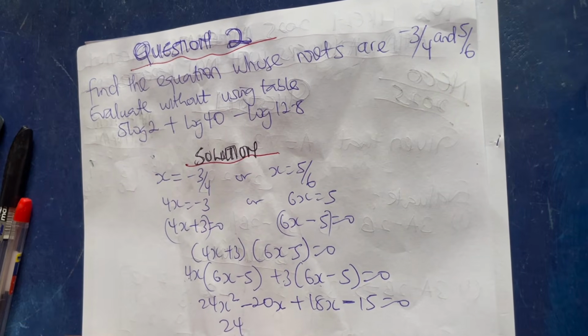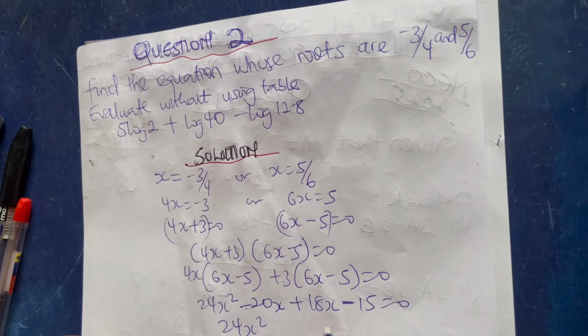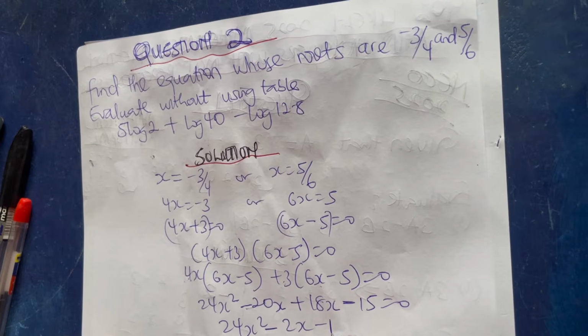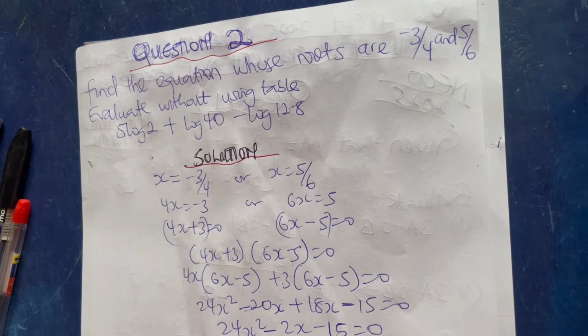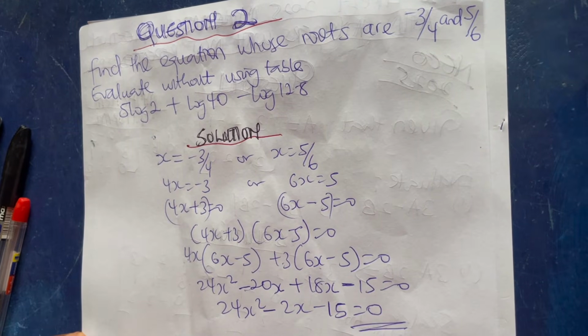So we have it as 24x squared. This minus this is a minus 2x minus 15 equals 0. So we have that as the final answer.